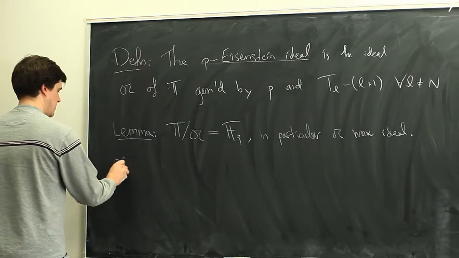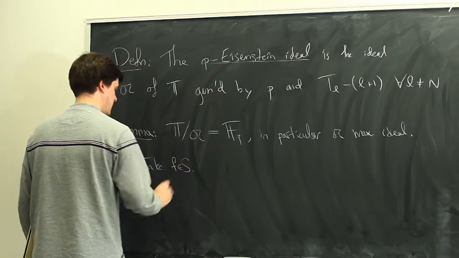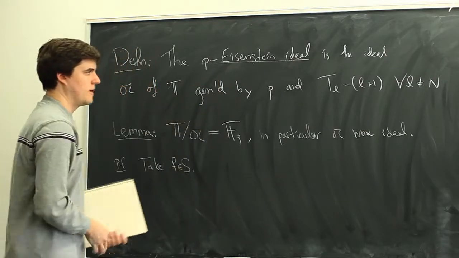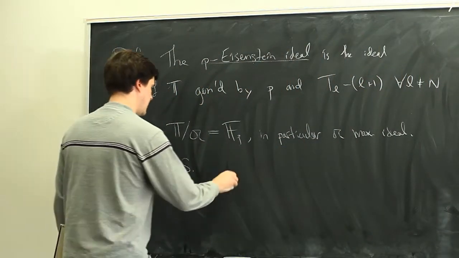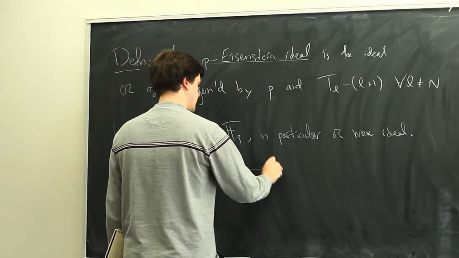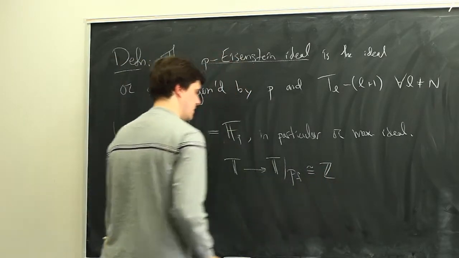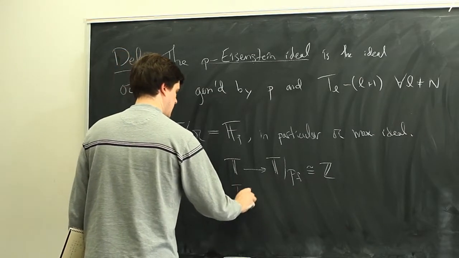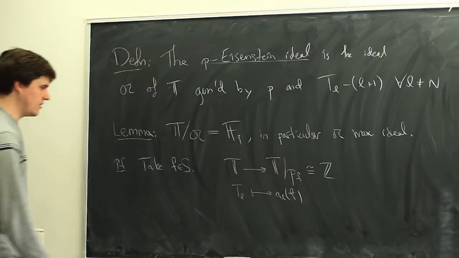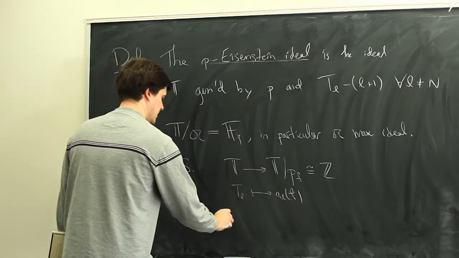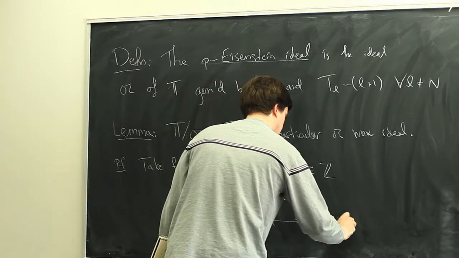So here's how that works. Take F in S. Then by this we know that AL of F is equal to L plus 1 mod P. So I have this Hecke algebra, and I have a homomorphism to T mod PF, and this thing is just Z. And this homomorphism takes TL to AL under this identification. And so if you look at TL minus L plus 1, it maps to AL of F minus L plus 1, and that's divisible by P.